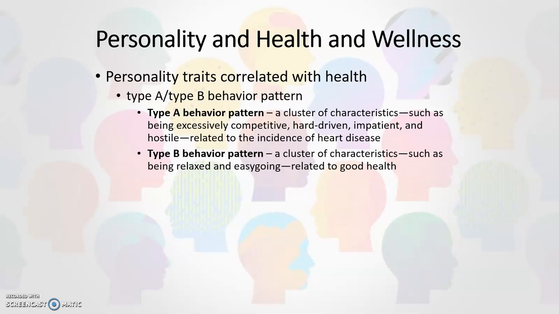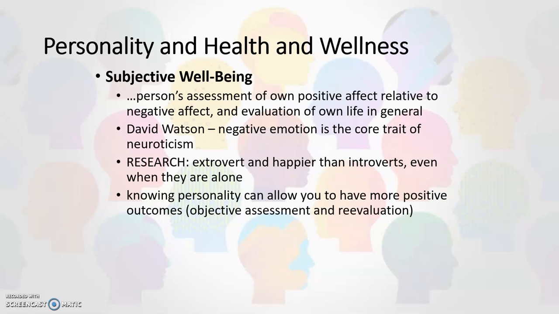Personality traits can be correlated with health. We have our type A and type B pattern behavior, where type A are more hard-driven, impatient, hostile, which can lead to heart disease. Or our type B are more relaxed and easygoing, which can be related back to good health. And then subjective well-being, a person's assessment of their own positive affect relative to negative affect.